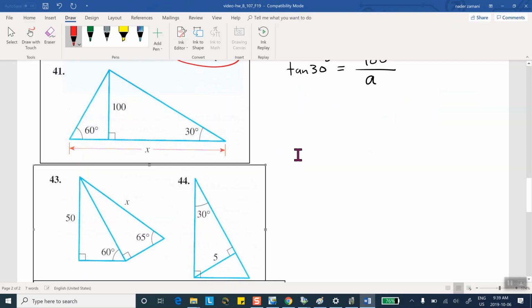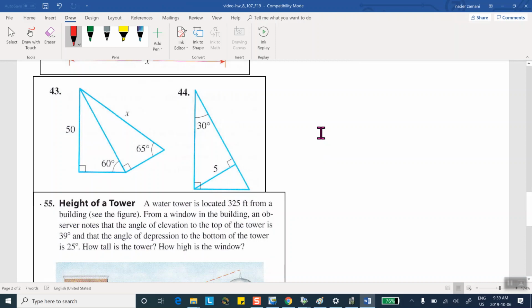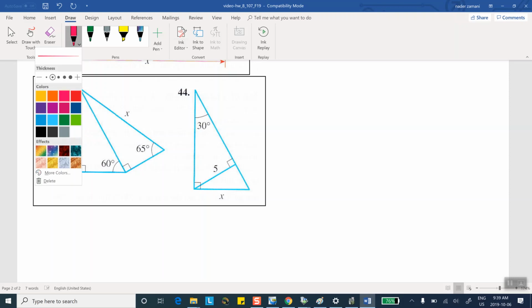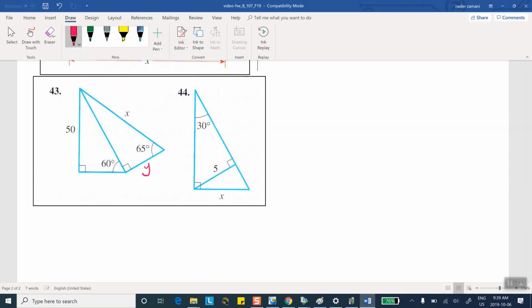Okay. All right. 43. We don't know this x. Do we know this? Let me put some. Do I know this? No. Do I know this? No. Okay. And do I know this? No. Okay. So first, let's go to this triangle.